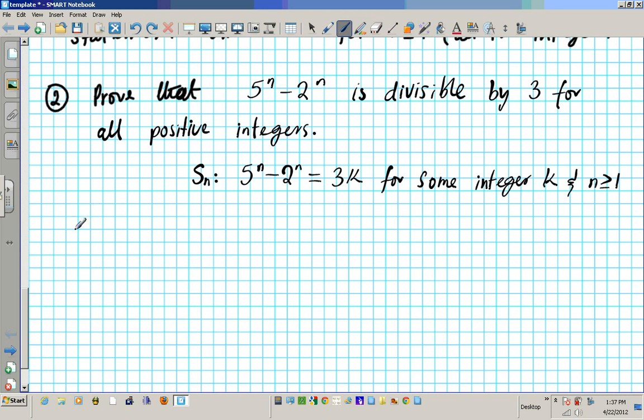Alright, so let's start with the base case. Alright, the base case.